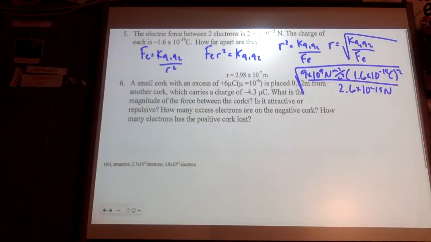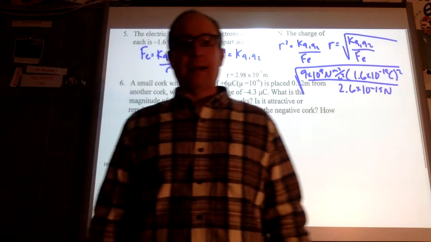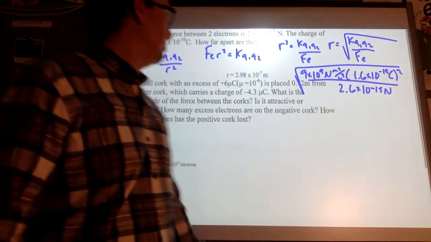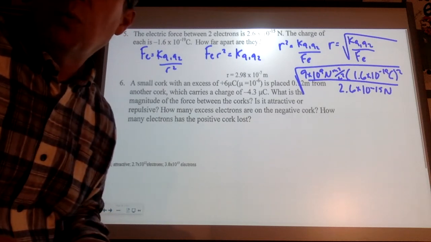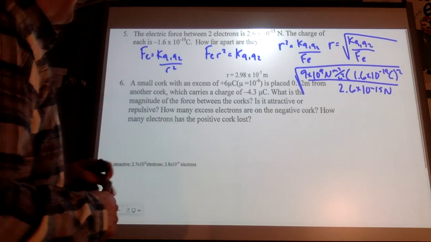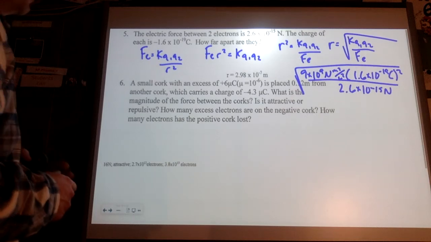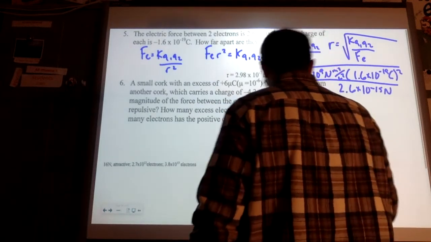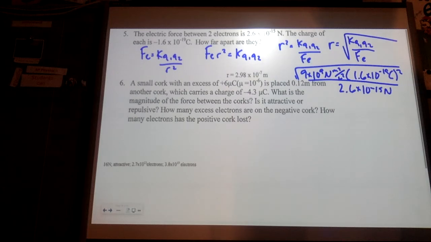And again, leaving the negative out means that if you're dealing with radicals, you're not going to have to worry about all that trouble, right? So that can be a problem too. A small quark with an excess of positive 6 microcoulombs is placed 0.12 meters from another quark, which carries a charge of negative 4.3 microcoulombs. What is the magnitude of force between the quarks? Is it attractive or repulsive?